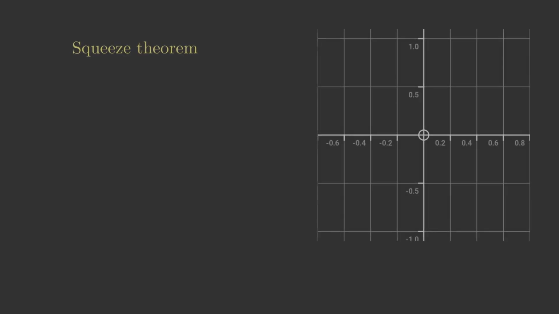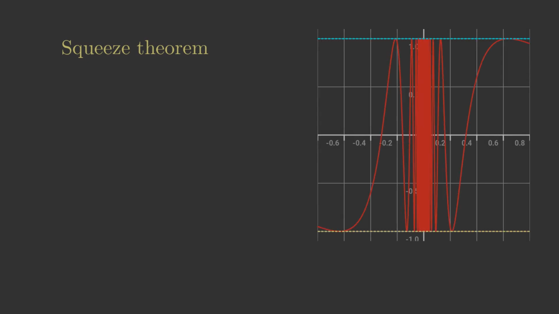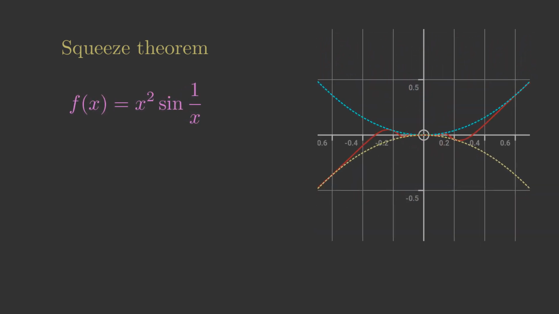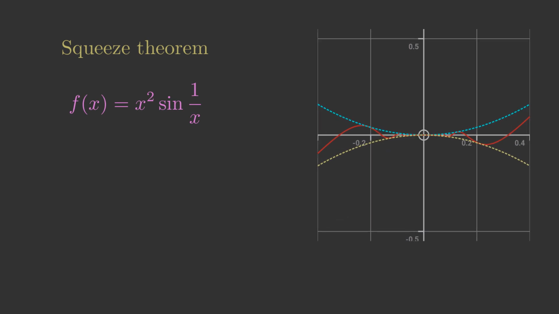The squeeze theorem allows us to calculate the limit of a function in certain particular cases. This animation represents the squeeze theorem applied to the function f of x equals x squared times sine of 1 over x. As we will see, f of x is equivalent to the function sine of 1 over x that has been squeezed between the two functions x squared and minus x squared.